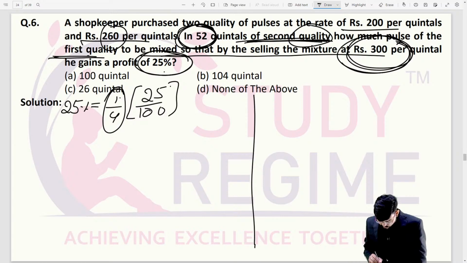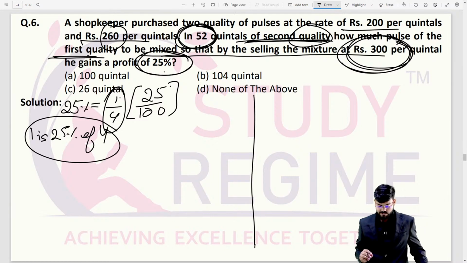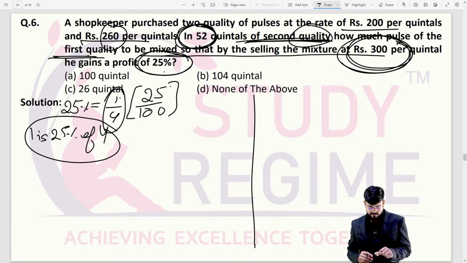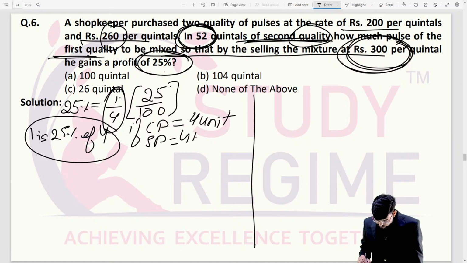Now what is this? Since he wants to make a profit of 25%, here 1 is 25% of 4. Just analyze first. Numerator is 1 and the denominator is 4. 1 is 25% of 4. If the cost price is 4 units, then after making a profit of 25%, what will be the selling price? It will be 4 plus 1, that is 5 units.